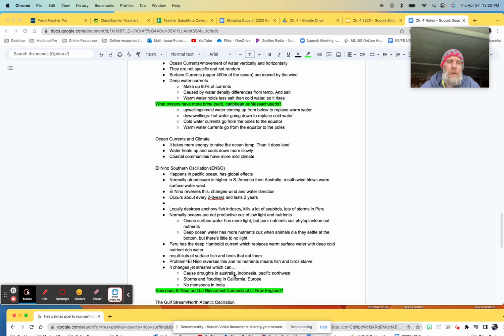How do El Nino and La Nina affect Connecticut or New England? You're going to have to look that one up on the internet, peeps.